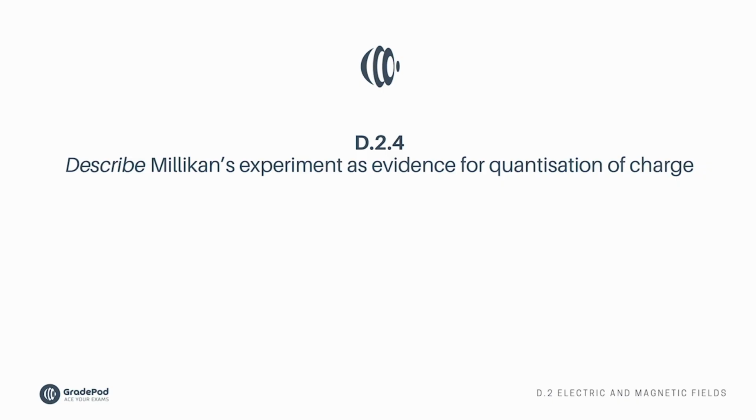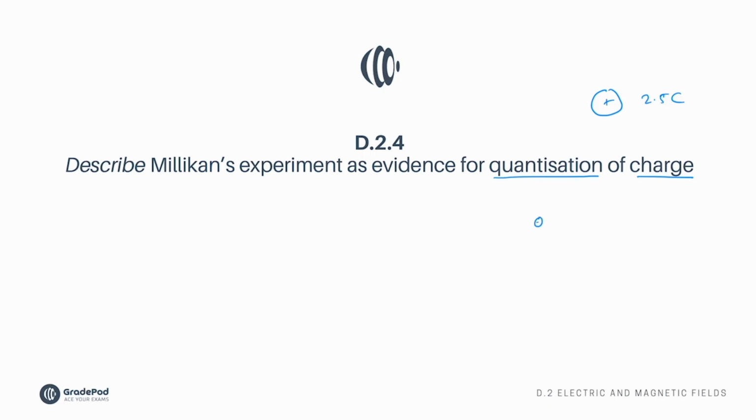One of the learning objectives is to describe Millikan's experiment as evidence for quantization of charge. And I just want to take 2 minutes to explain what quantization of charge means. When we think about charge, we think about a value in coulombs. For example, you might have a positive charge and say that it's got 2.5 coulombs, okay? But we know that those charges are made up by either a number of protons or a number of electrons.